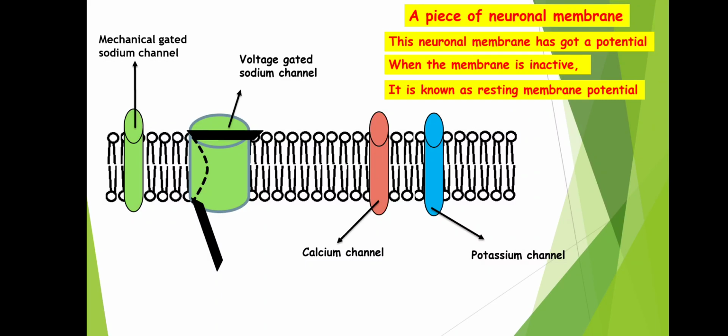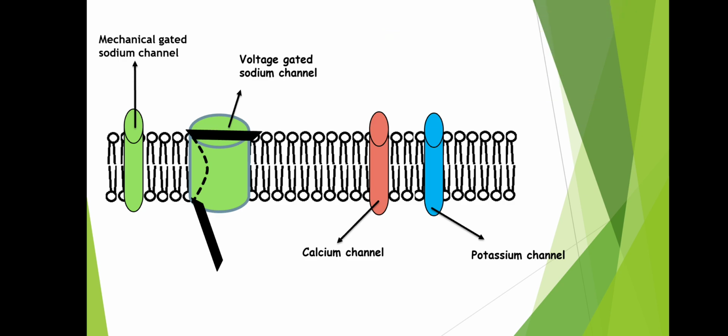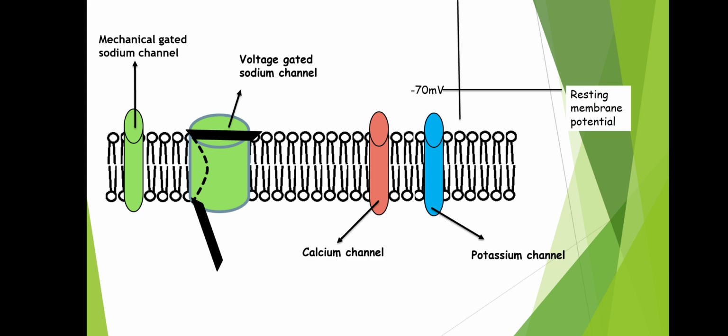Okay, so at resting condition, when there is no activity, when there is no exchange of ions, cations or anions, this membrane is at a resting condition. At a resting condition, it will have a potential known as the resting membrane potential. Okay, so the resting membrane potential is maintained at minus 70 millivolt.